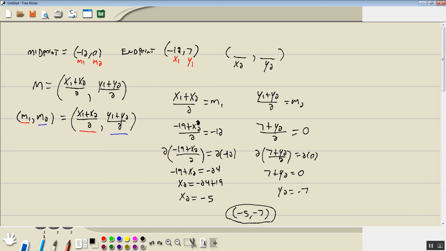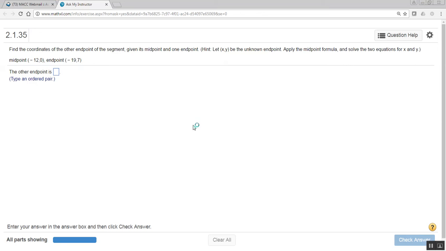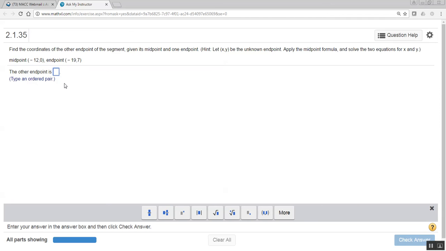Now, if you look at the x values, the endpoint here went from negative 19 to negative 12. Well, if you think about it, what we added was 7, didn't we? If you take negative 12 plus 7, that gives you negative 5. Now here I went from 7 to 0, so I subtracted 7. Well, 0 minus 7 gives you negative 7. So there's a couple different ways you could work that particular problem. Negative 5, negative 7.